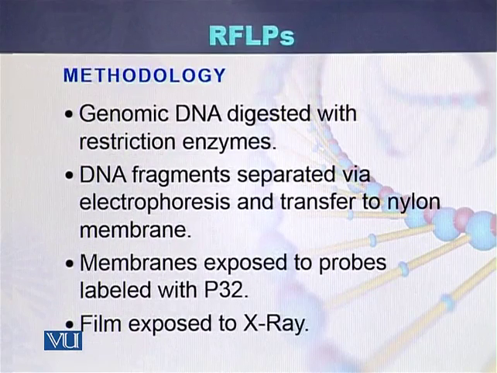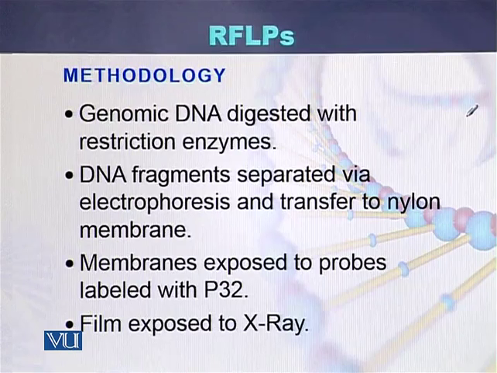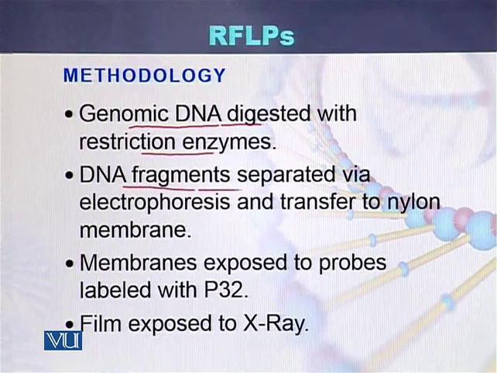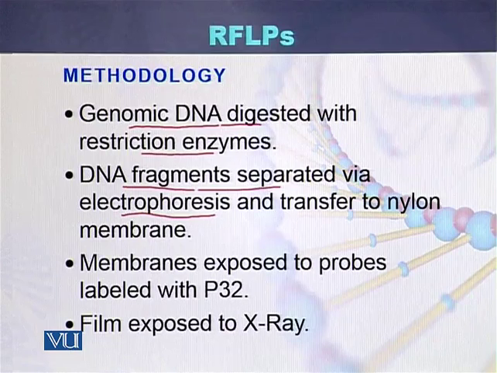If we look at the methodology of RFLP, that is, how RFLP is performed, the genomic DNA is first digested with the help of restriction enzymes. Once the genomic DNA is digested, the fragmented DNA is separated with the help of a technique called electrophoresis. With the help of electrophoresis, the fragmented DNA is separated from each other.